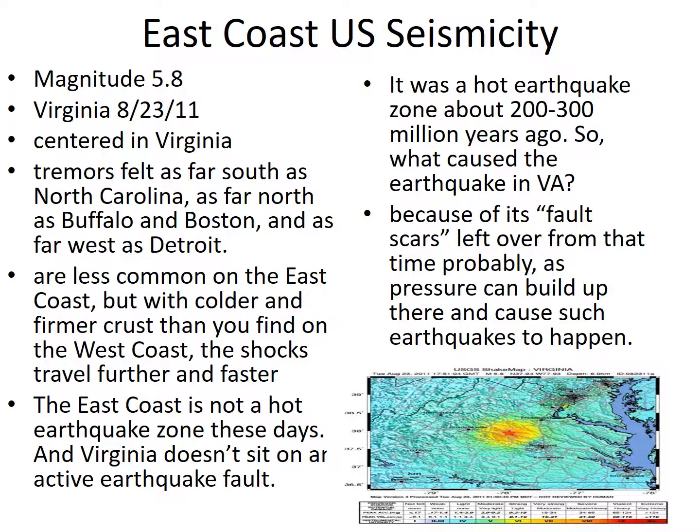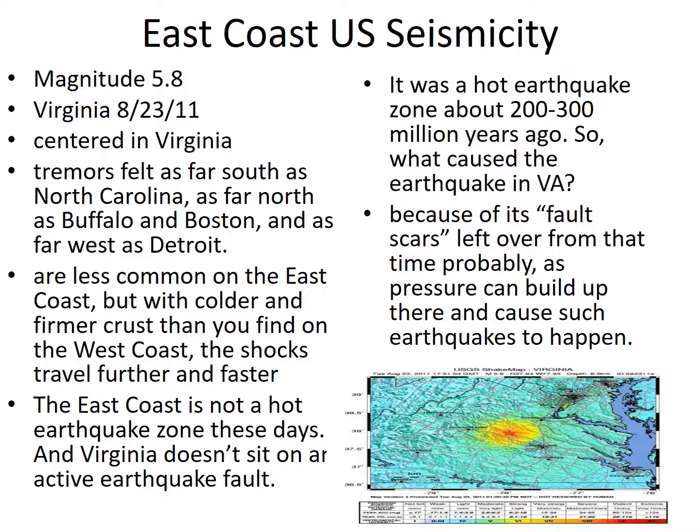Eastern coast seismicity. I've mentioned this earthquake before. I was living in Pittsburgh when this happened, and I was sitting in a chair, and I felt like my rolly chair was just moving back and forth, and I looked over at my coworker and I was like, did you feel that, or am I just crazy? But there was a magnitude 5.8 earthquake centered in Virginia. You could feel it as far as North Carolina and as north as Buffalo and Boston, and as far west as Detroit.